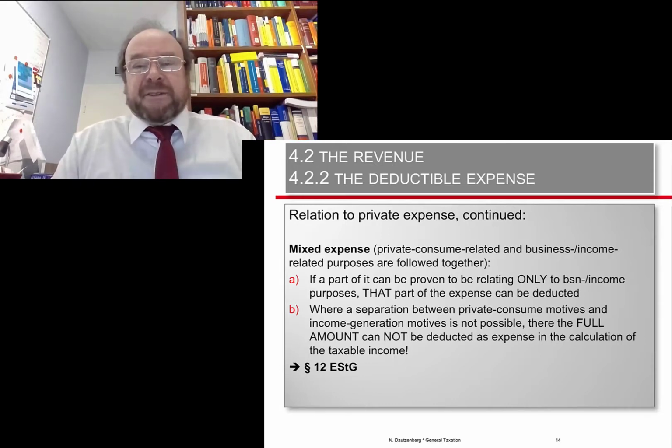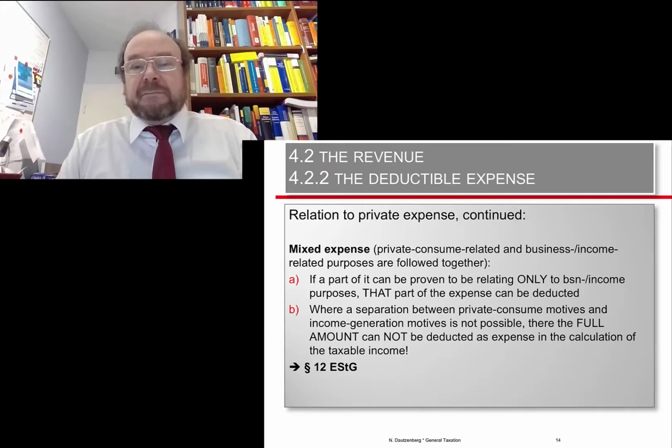So when you have such a mixture, the reasonable reaction from a tax legislator is to ban the expense from deduction. If it's mixed, then the private motive interferes, and it might be that you spend the money mainly for private purposes, and to avoid and minimize that risk, the travel costs would be non-deductible. Full stop.